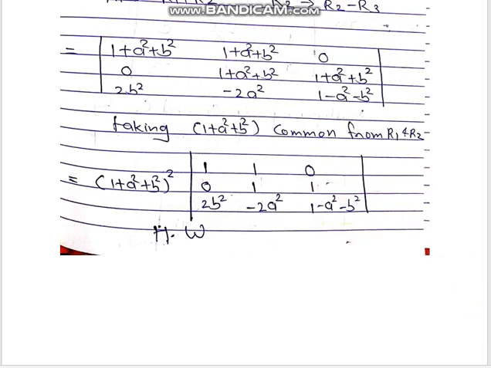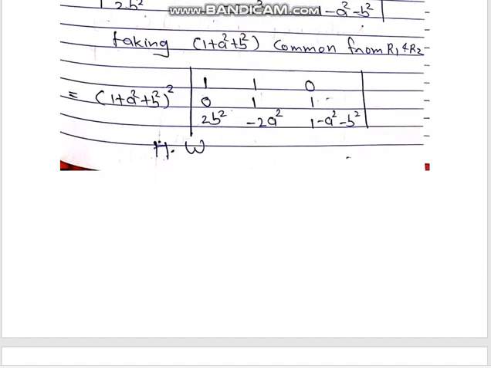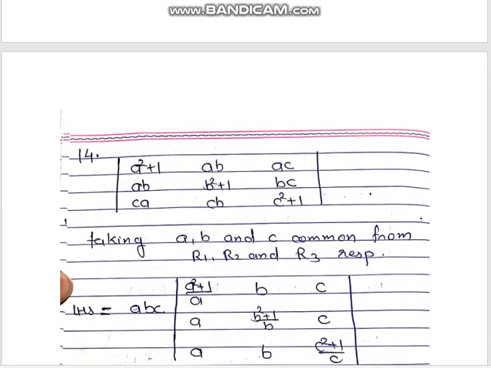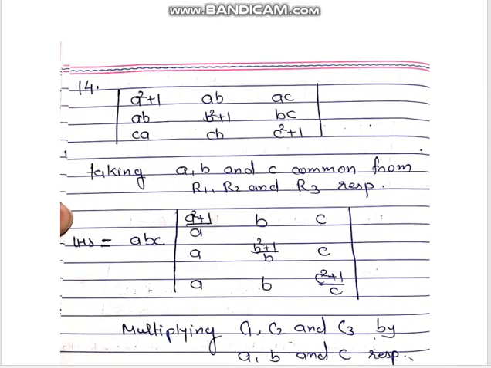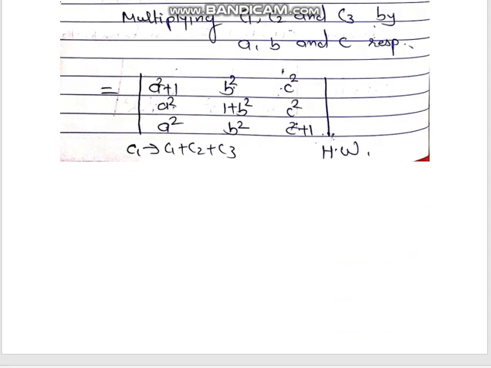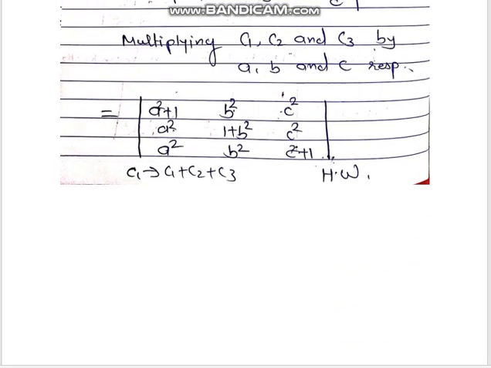Now let us move on to the last sum of the exercise, question number 14. Here we have a square plus 1, ab, ca; ab, b square plus 1, cb; ac, bc, and c square plus 1, equals what we want to prove. You can see it in your textbook.